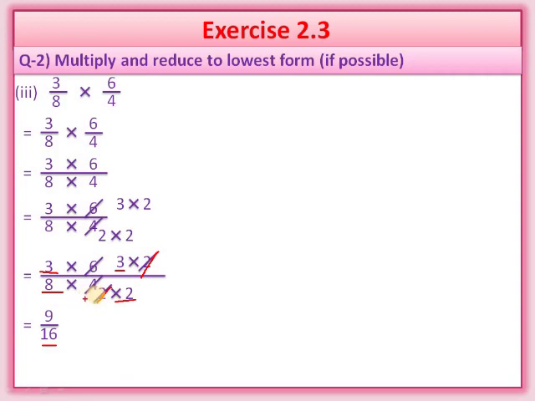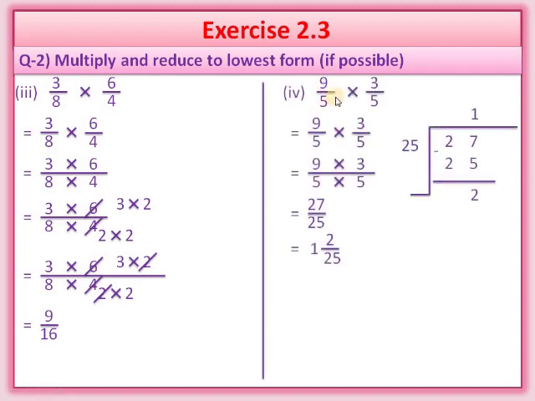Here there is 2, and here also there is 2. So we have cut directly. Okay, so the remaining numbers are 3 multiplied by 3. 3 threes are 9 and 8 twos are 16. Understood? Okay. Now we will move on to question number 4.